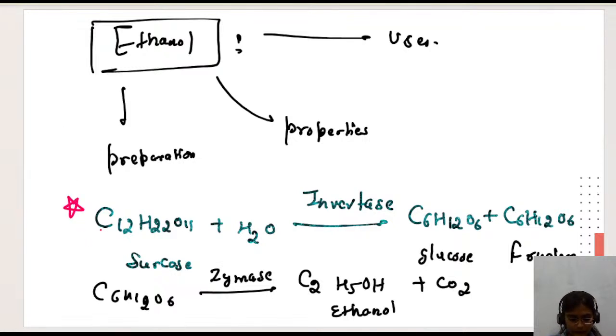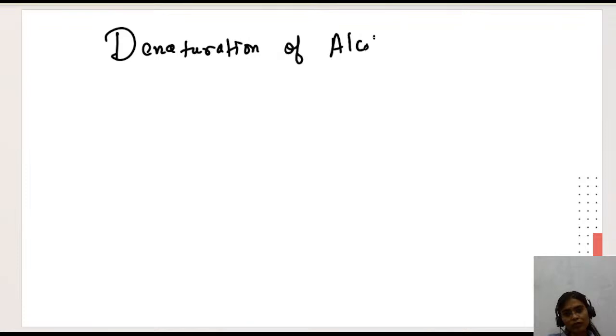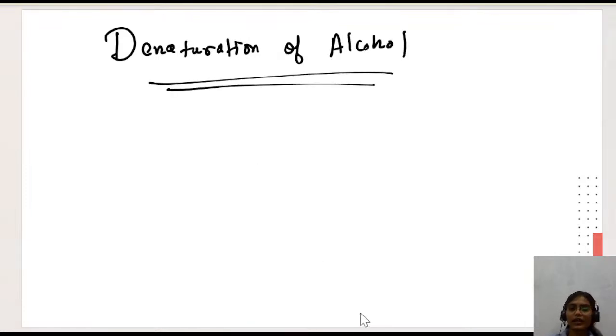Next, properties. About the properties, one of the famous properties is what? Denaturation of alcohol. As the name suggests, we are going to disturb something, to denature something, or form something that is not really fit for our health. So what is the denaturation of alcohol?